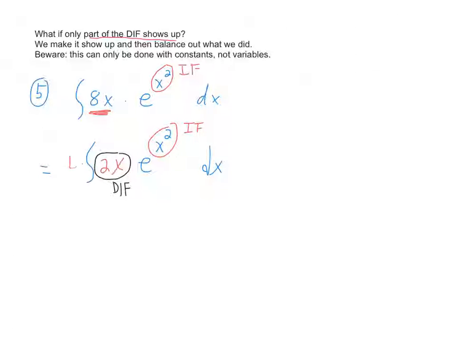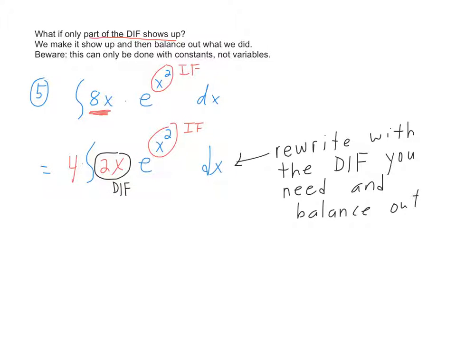Well, hopefully you're thinking 4, because 4 times 2x gives us that 8x. Okay? So let's just jot something down here. We want to rewrite this with the diff that you need and then balance it out. So that's what we did in that step there.